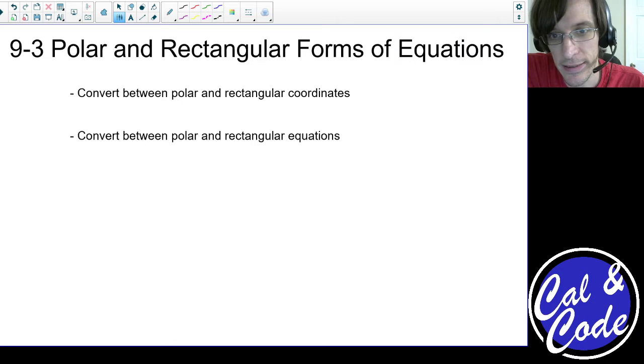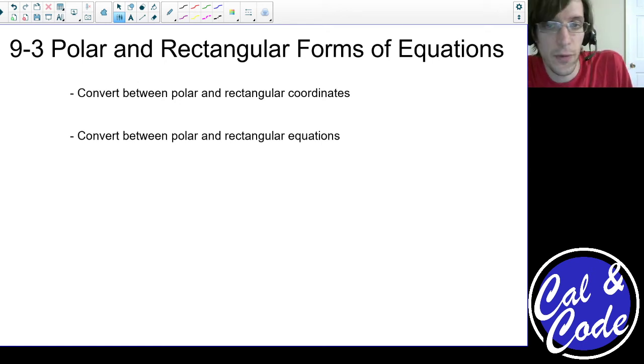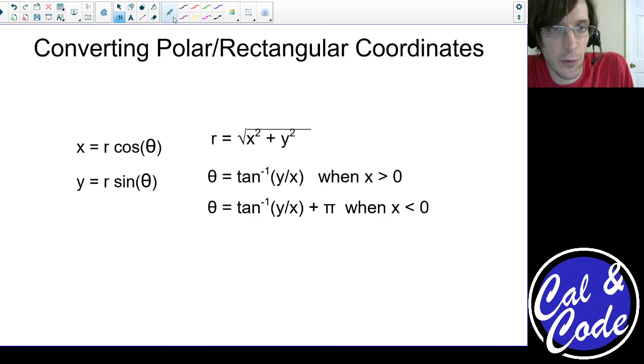Today's lesson is on converting between polar and rectangular points and equations. So we're going to be able to take rectangular points and turn them into polar points, and polar points into rectangular points. We're also going to be able to take rectangular equations and put them into polar equations, and polar equations and turn them into rectangular equations. And that's basically our goal. To do that, we're going to need a few equations.